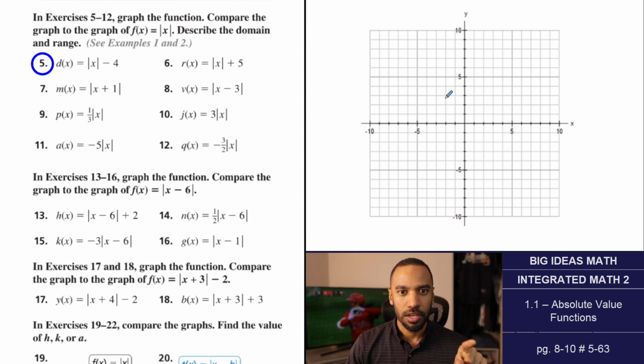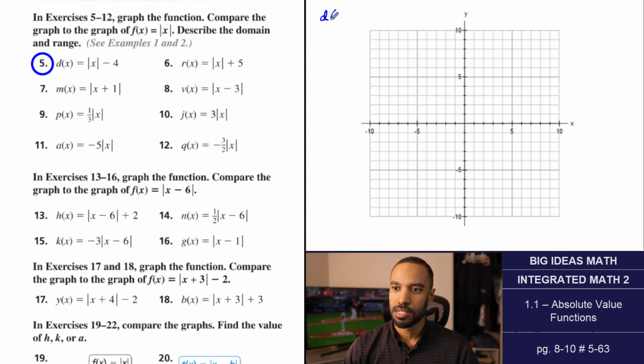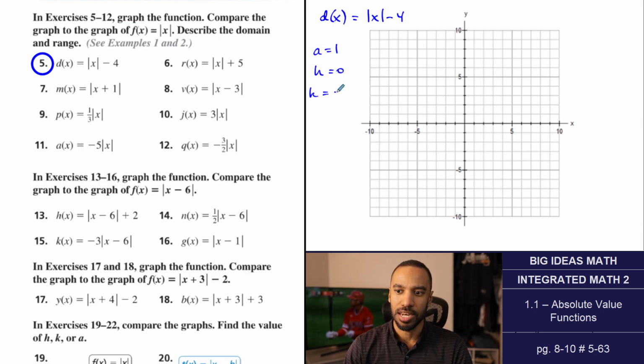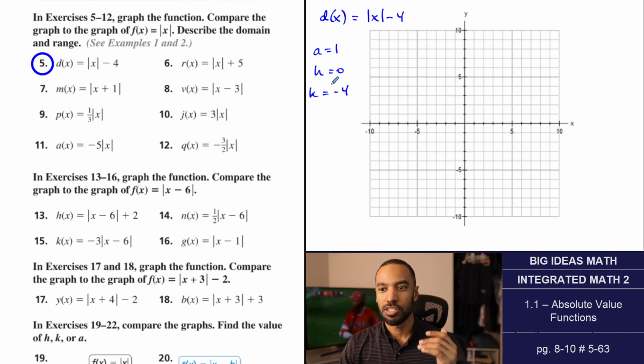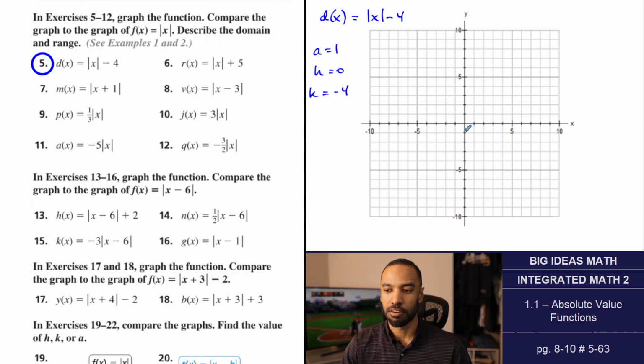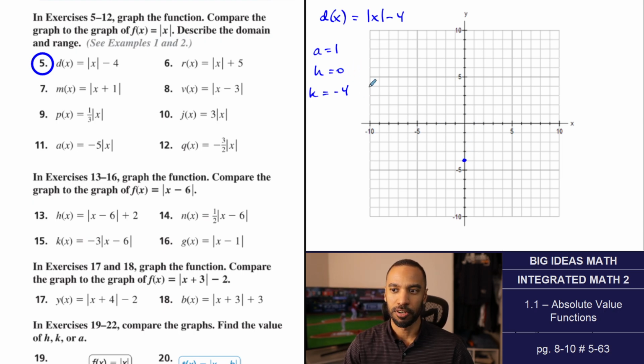So absolute value of x minus 4. D of x equals absolute value of x minus 4. So in vertex form, the a is 1, the h is 0, and the k is negative 4. The k is the vertical translation. That represents our vertex. We will shift 4 down. We do not shift left or right at all for the vertex. The a is 1. That means just like the original parent function, we will just have a rise and run of 1 for the graph, both to the left and right of the vertex for this particular graph.